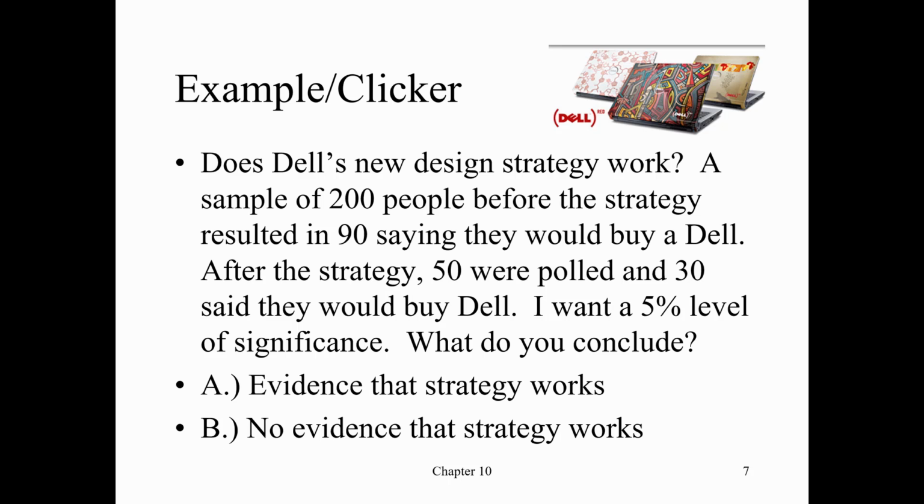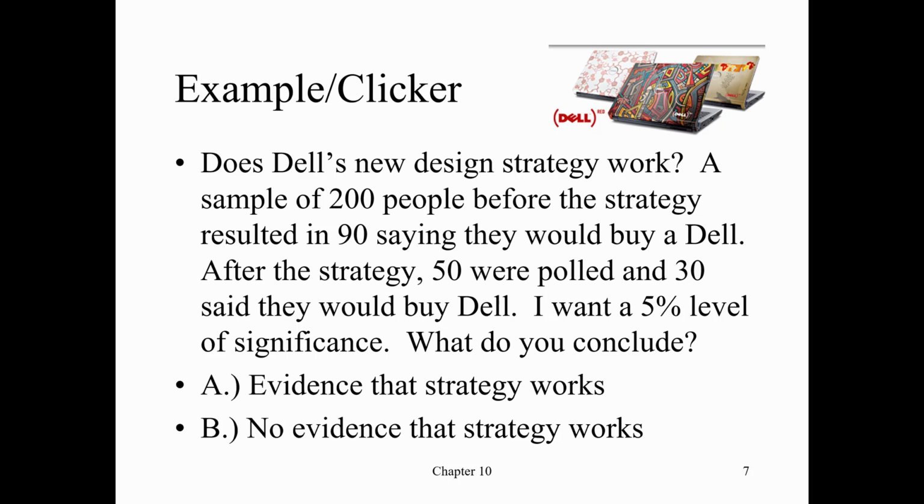We saw something like this in Chapter 9, where we wanted to know if the proportion of people buying a Dell went up from a specified number, 45%. This problem, we're basically saying, okay, let's look at the before and the after and compare the before and after. So now we have two proportions that we're comparing. So does Dell's new design strategy work? A sample of 200 people before the strategy resulted in 90 saying they would buy a Dell. After the strategy, 50 were polled and 30 said they would buy Dell. I want a 5% level of significance, what do you conclude?